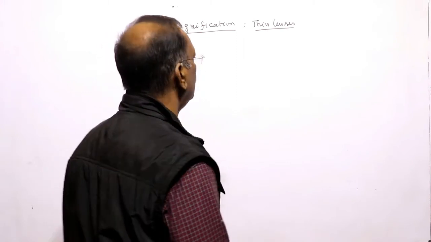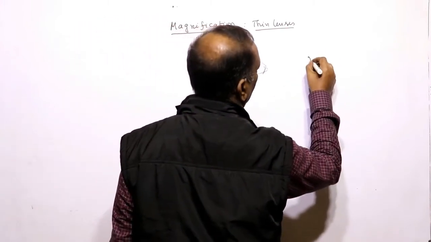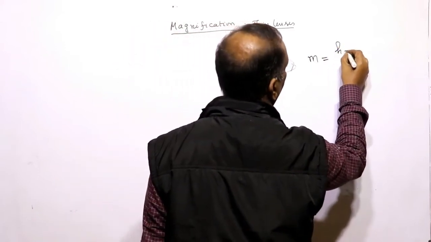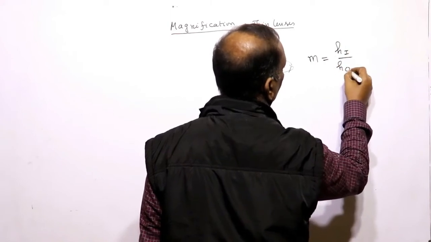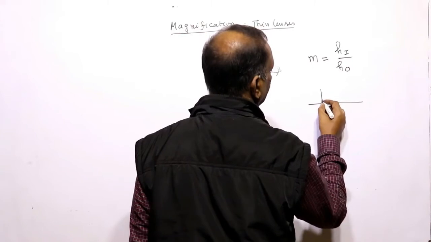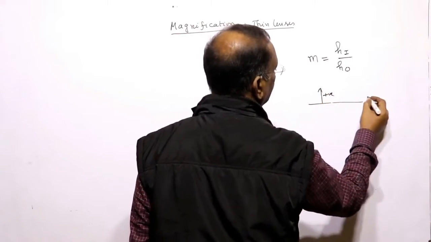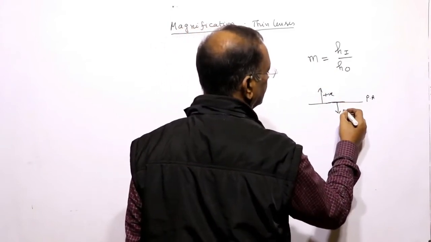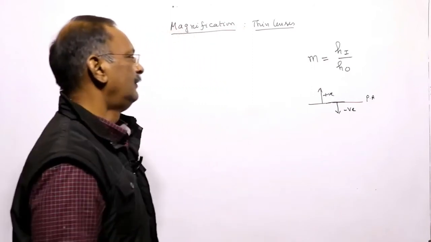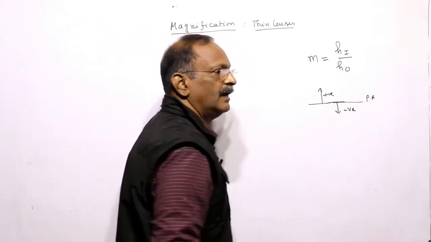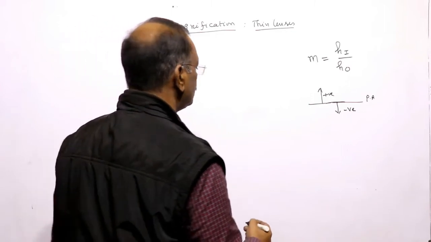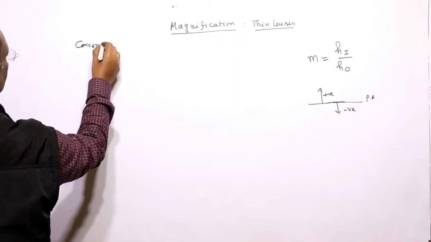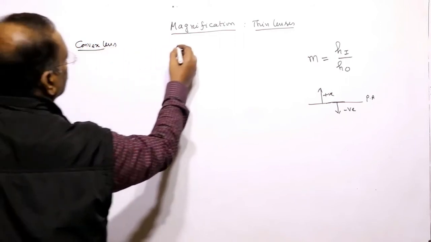Magnification of thin lenses. Magnification is denoted by the small letter m, which is the ratio of height of image to height of object. Height will be considered positive if it is measured from the principal axis above, and negative if it is measured from the principal axis down, as per the sign convention. So let us take the convex lens and the concave lens.